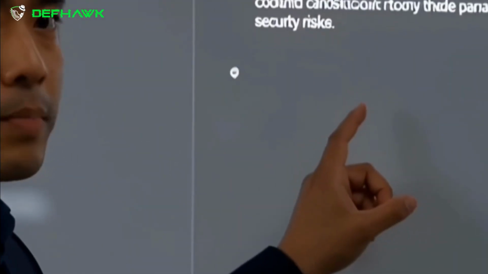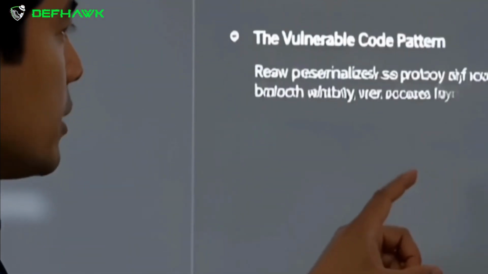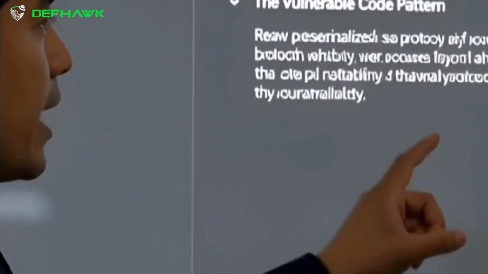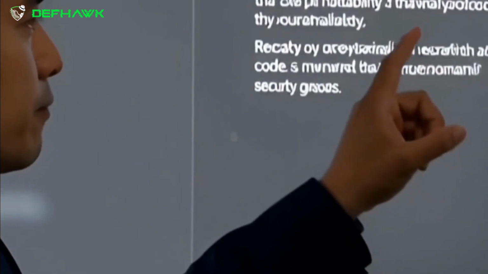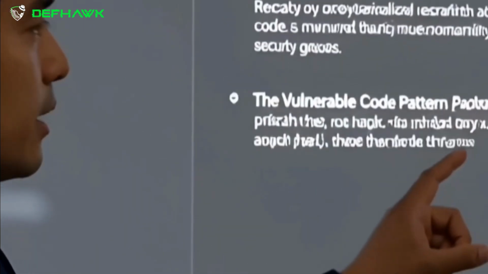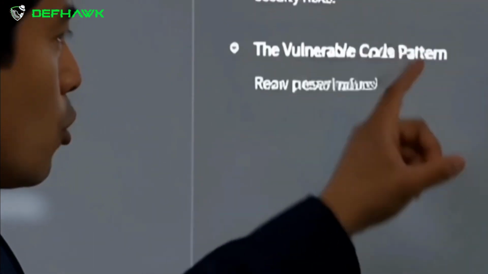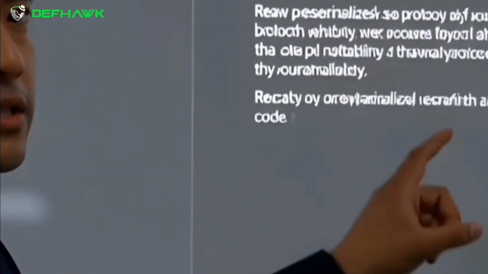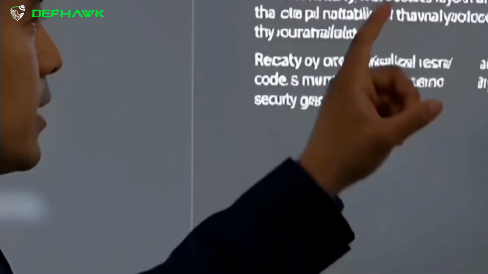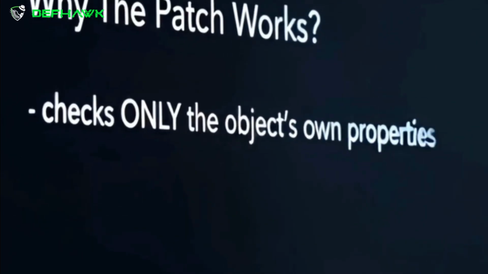Why is this pattern vulnerable? When JavaScript accesses an object property using bracket notation, it searches the entire prototype chain, not just the object's own properties. This means if an attacker can pollute the prototype chain with malicious properties, we'll find and return those malicious values.